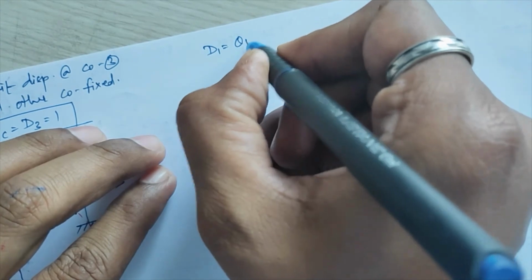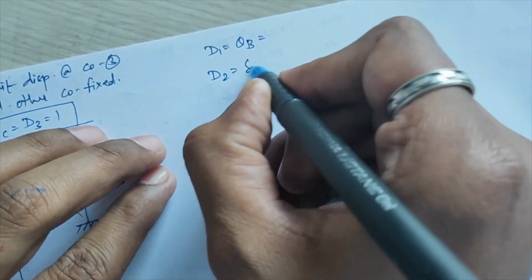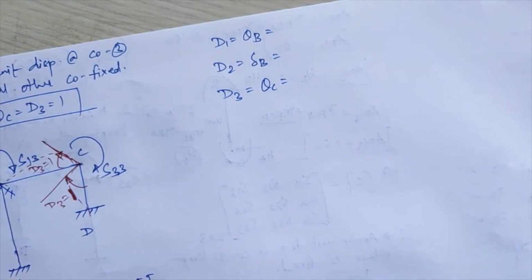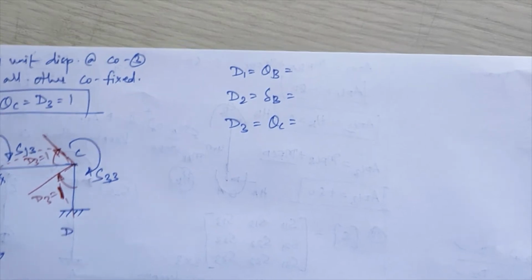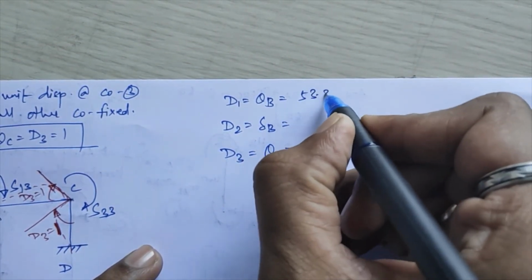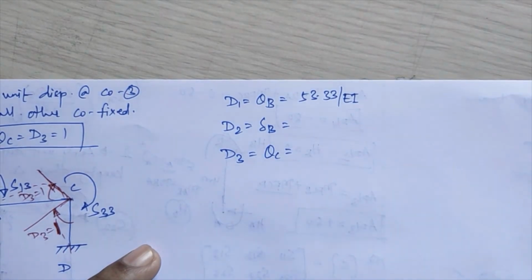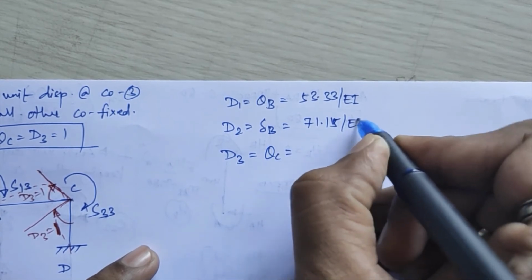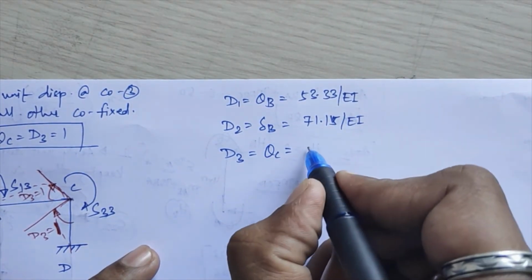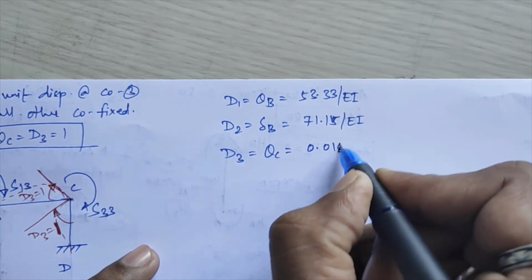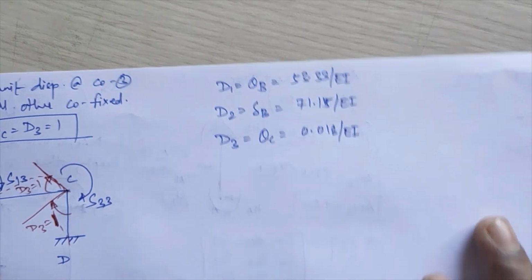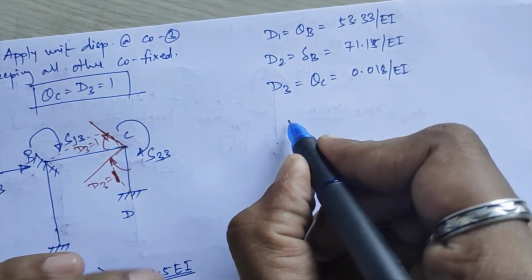On solving these three equations I am getting D1, that is nothing but the value of theta B, D2, that is the value of delta B, and D3, that is the value of theta C, as 53.33 divided by EI, the second value as 71.15 divided by EI, and the third as 0.018 divided by EI. Now using these three values I'll calculate the final moments.